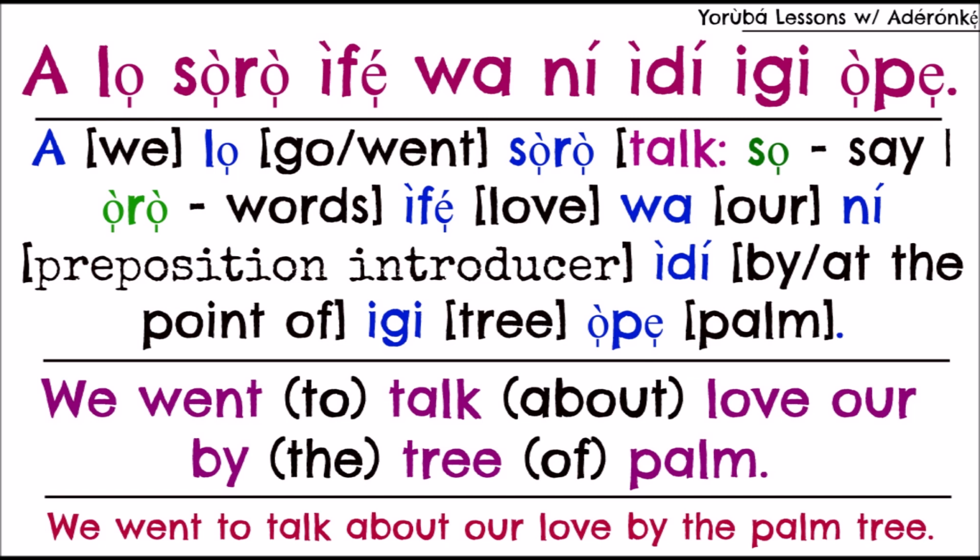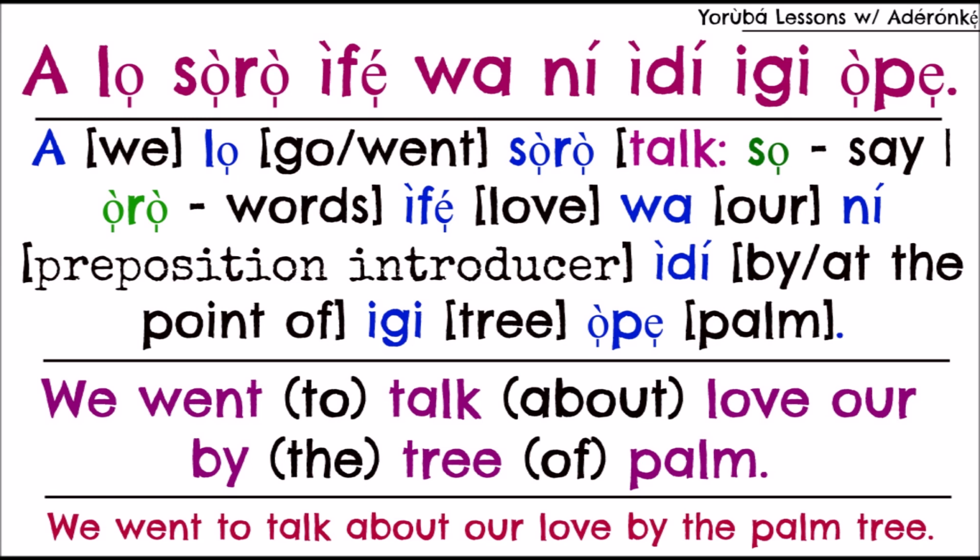A is we, lo is go. Could even be went, depending on the sentence structure. Sọ̀rọ̀ is to talk. It's a combination of two words. So is say, or is words. Or it's simply word. It could be words in general. It could be sentences, whatever the case may be. Ife is love. Wa is our. Again, don't forget, possessives and determinants come after. So as opposed to wa ife, you say ife wa.